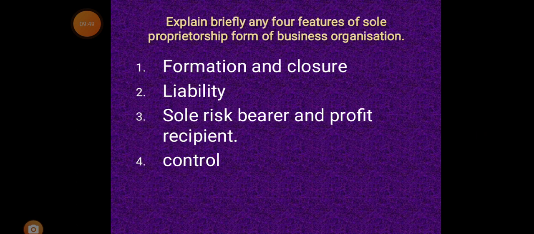Explain briefly any four features of sole proprietorship form of business organization. Formation and closure. Second one, liability. Third one, sole risk bearer and profit recipient. Fourth one, control.